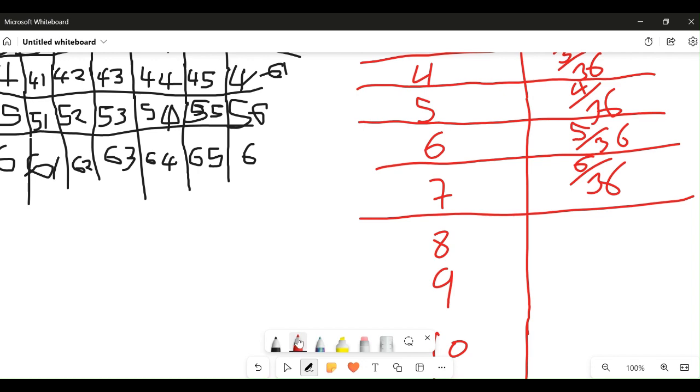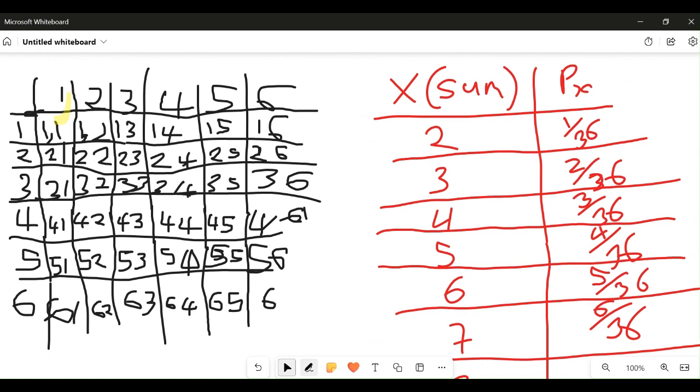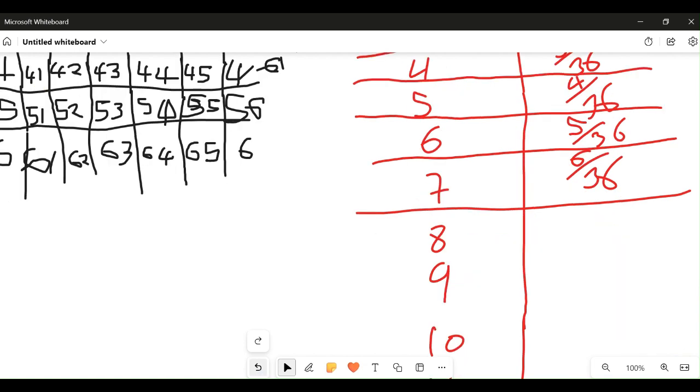Now we want to check for the probability that their sum will be 8. The first one we have here is 2 and 6, that's 8. 3 and 5, that's 8. 4 and 4, that's 8. 5 and 3, that's 8. 6 and 2, that's 8. So we have 5 of them that give 8. So the probability of a sum of 8 is 5 over 36.